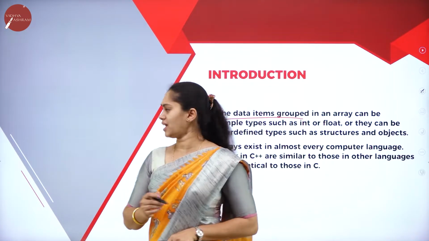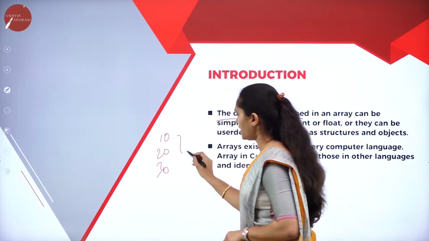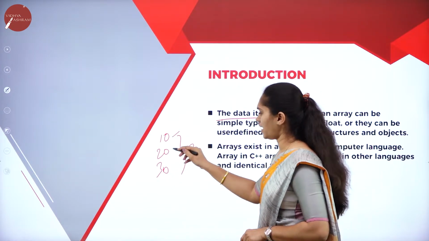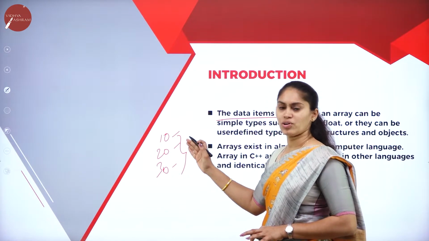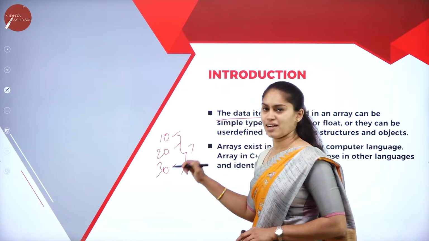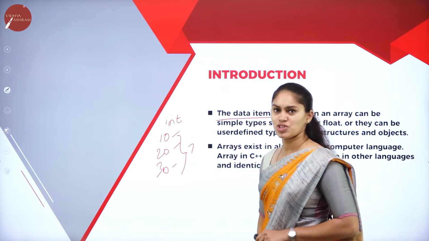If I'm taking 10, 20, 30, what is this? These are all whole numbers. If I want to take 10, 20, 30 in my program as elements of an array, all these must belong to the same data type. So I can call that an int data type or an integer data type.